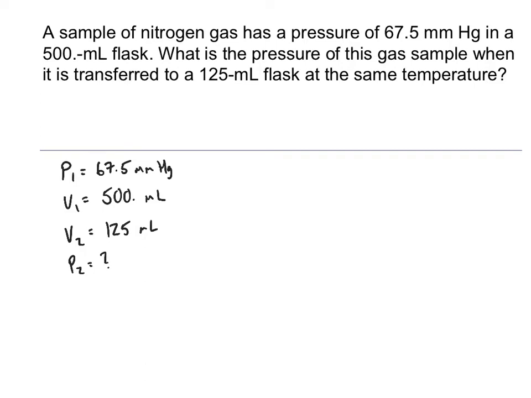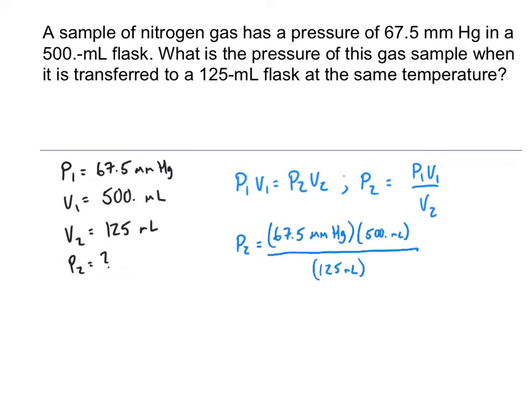And so we can set up our Boyle's law relationship, P1V1 equals P2V2. We know that we're solving for P2, that's our unknown. So if we rewrite our equation, P2 is going to be equal to P1V1 all over V2. And then we can simply plug in our numbers. And we find that our new pressure in this 125 milliliter flask is going to be 270 millimeters of mercury.